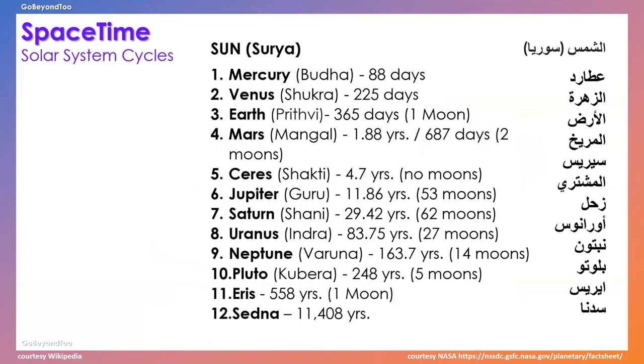Based on a previous video that I uploaded recently regarding the space-time cycles, I have here a reminder of the period of time that it takes each of the planets to revolve around the sun. Mercury takes 88 days. Venus is 225 days. The sun, of course, is 1 year, which we are familiar with. Of course, the Earth has one moon. Mars is 1.88 years. Ceres is 4.7 years. Jupiter, 11.86 years. Saturn, 29.42 years. Uranus, 83 years, and just fast forward to the last one, which is Sedna, 11,000 years. Isn't that something? So let's keep going.